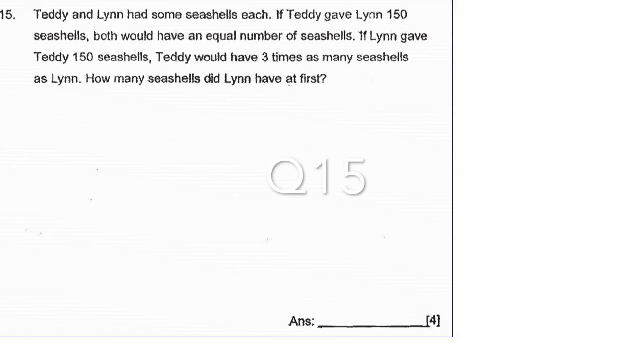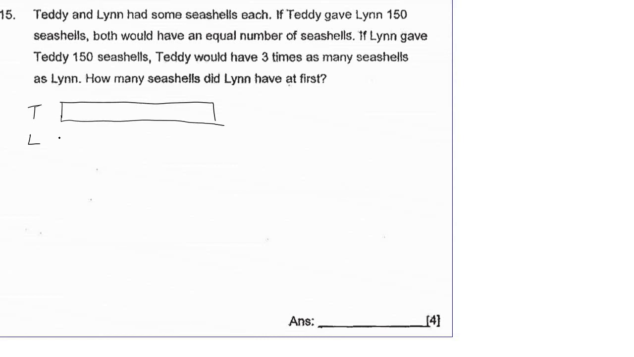Then I go again. Teddy and Lynn had some seashells each. So if Teddy gave Lynn 150, they will have an equal number. So from this, I know that Teddy will have more. Am I right?